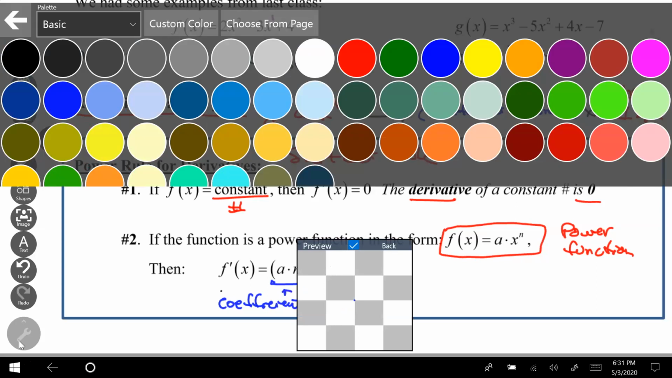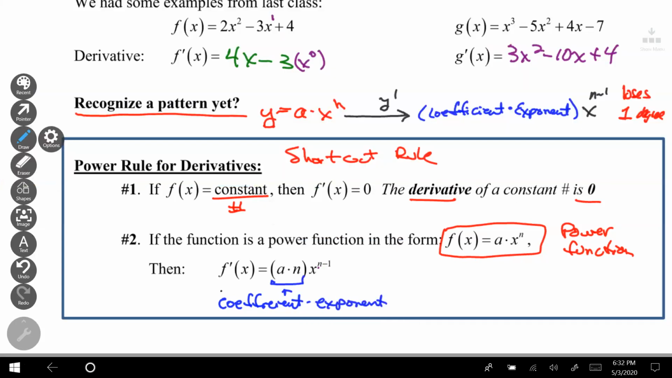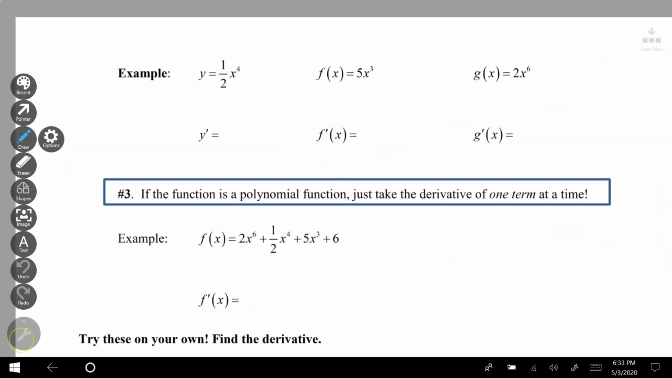And we lose right here, we lose 1 degree off the exponent. It goes down by 1. So every single time I'm going to do my coefficient up front times my exponent, and sometimes you got to multiply fractions, and 1/2 times 4 is 2, and x to the 4th loses 1, becomes x to the 3rd.